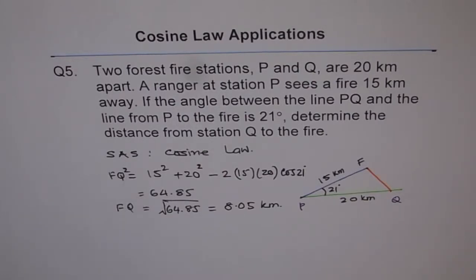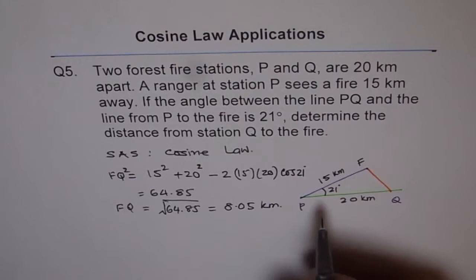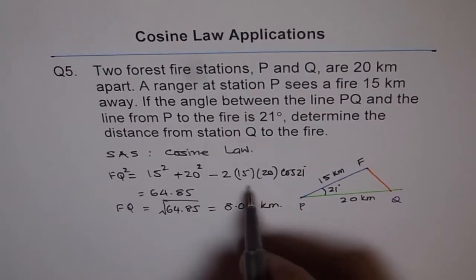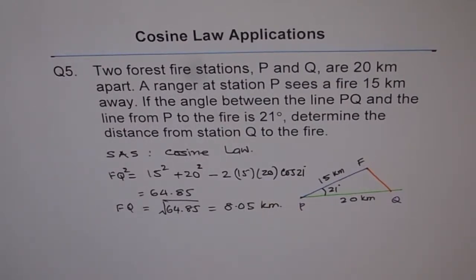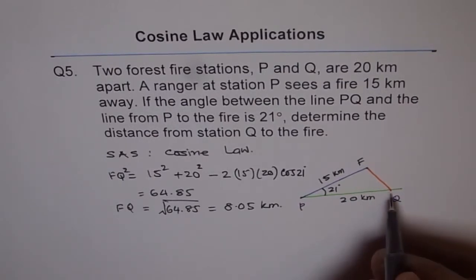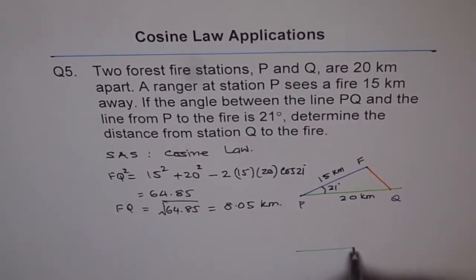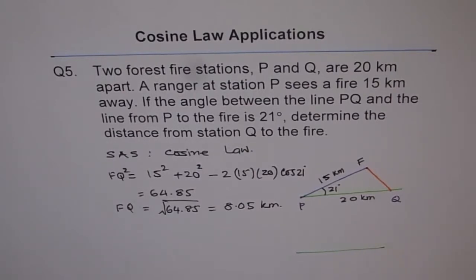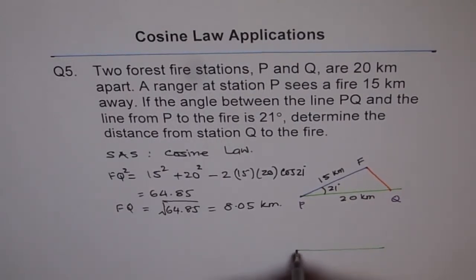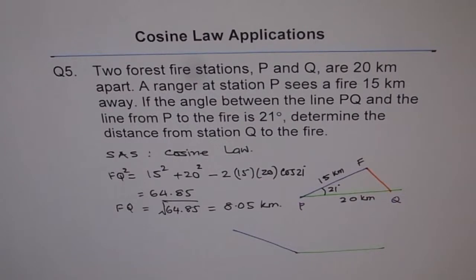Now I would like you to think about another situation. Let us assume for the time being that the 21 degrees is not in this direction, but in the other direction. So then what is the situation? Let us say that the triangle could have been like this also, right? Let's think that the angle is 21 degrees, and the fire is there at this side, 21 degrees. So let me extend this like this.